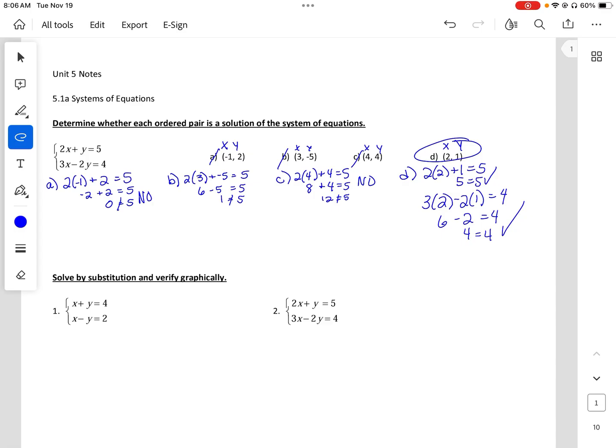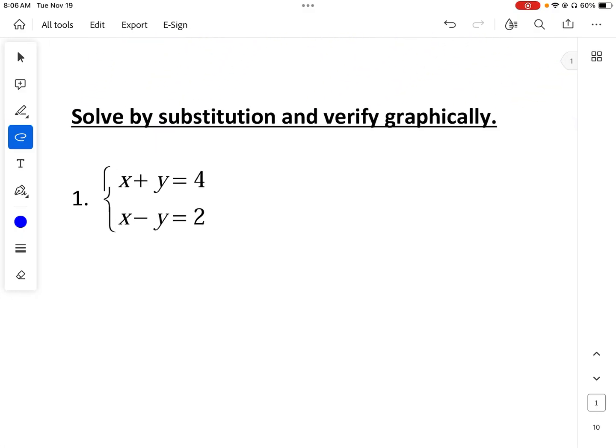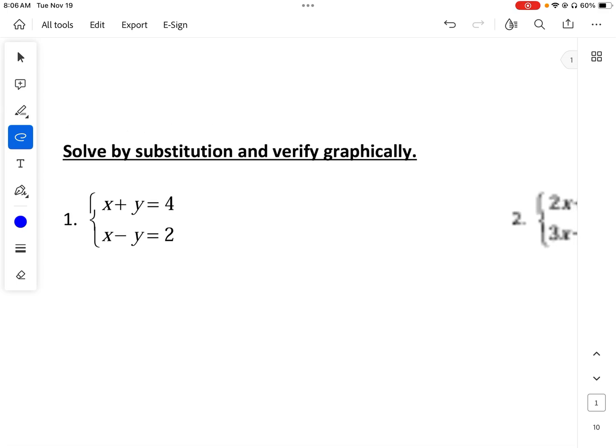So that is how you use substitution whenever you're given some solutions in order to check which one is true. So let's go to solving by substitution and then verifying graphically. What we would need to do is solve for one variable, substitute into the other equation, solve for the variable, and then solve for the other variable. So we have to solve for both x and y.